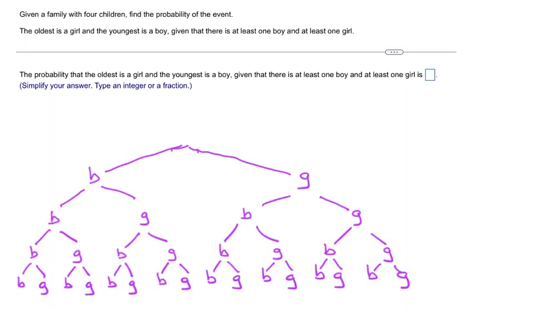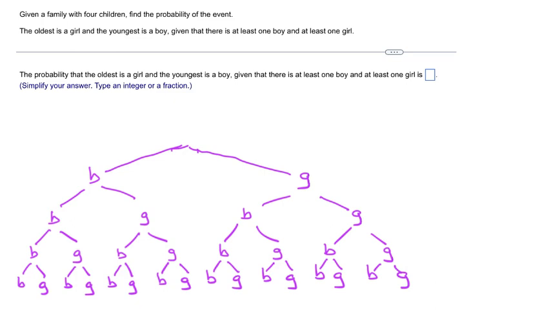So we can visualize our entire sample space for how the family could be laid out with the following tree diagram. So we have 4 different levels. We have levels for the first child, the second child, the third child, and the fourth child, so that we have a total of 16 different possibilities for all the possible ways the family can happen.